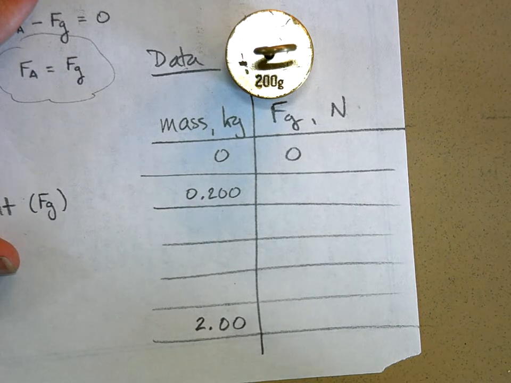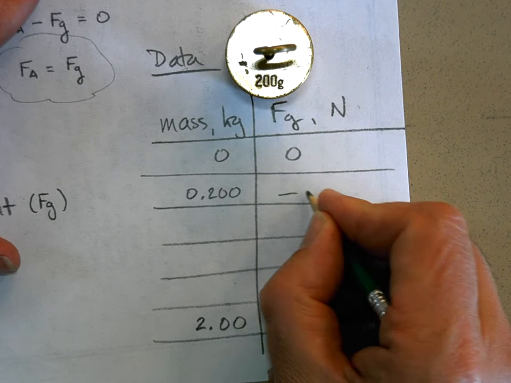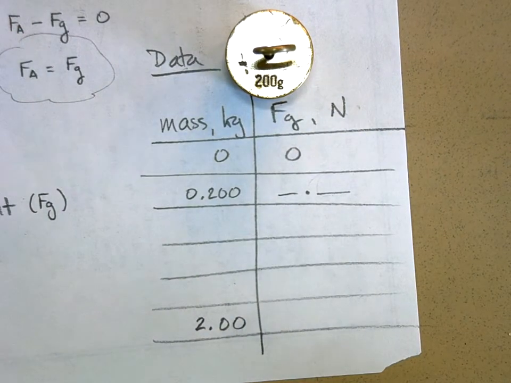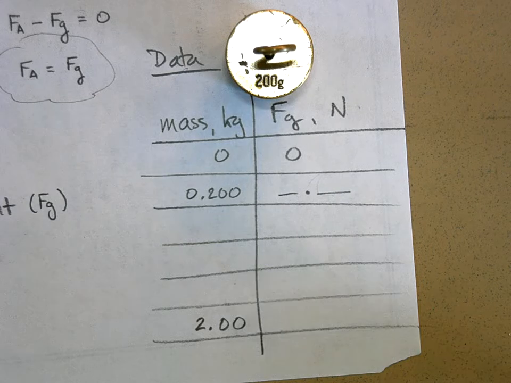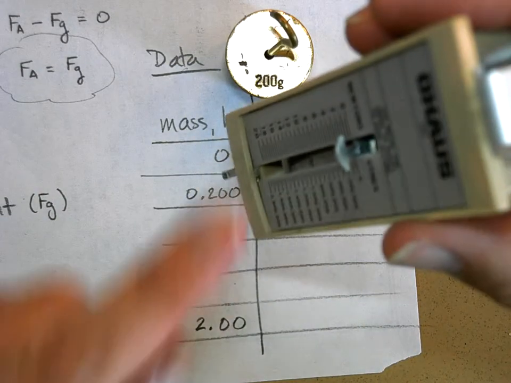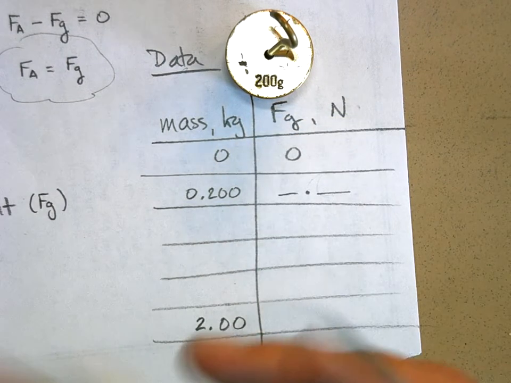So measure its weight to the nearest tenth of a newton. It'll be blank dot blank. I want the nearest tenth of a newton. Make sure your scale is zeroed before, and you have to hang it, up and down like this, to make sure that the tab starts at 0. So you have to be very, very precise, very careful.